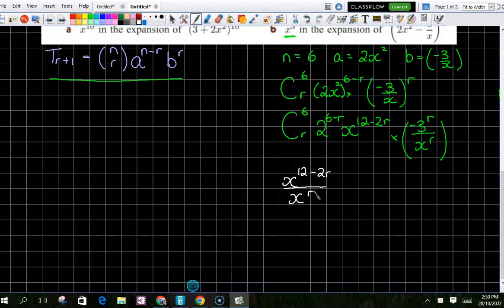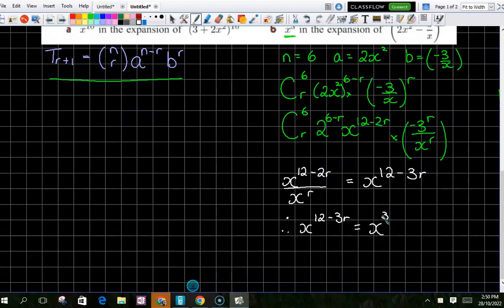Do we agree? So what would be the power of x if you wanted to simplify that? Dividing by the same base, what do you do to the powers? You minus them. So this would be x to the 12 minus 3r. But what did we want the coefficient of x to be? 6. So we're saying, therefore, we want x to the 12 minus 3r to equal x to the 3. Okay?